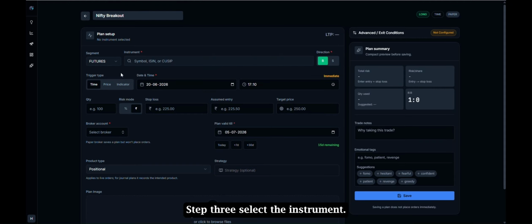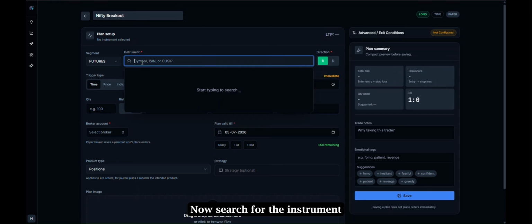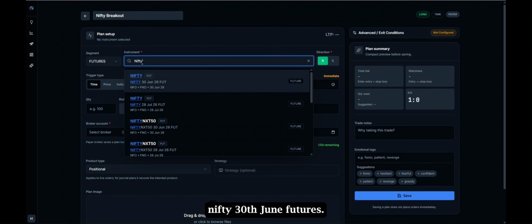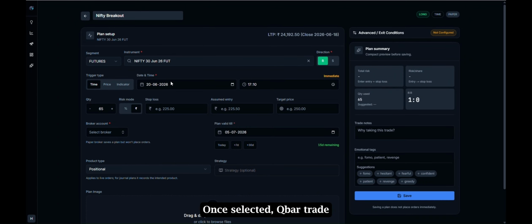Step 3. Select the instrument. Now search for the instrument you want to trade. In this example, we'll select Nifty 30 June futures. Once selected, Qbar Trade automatically associates all future calculations with this instrument.